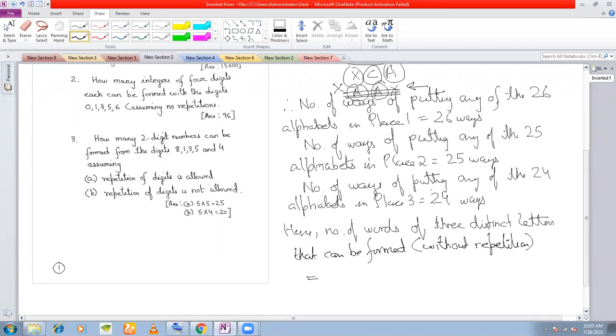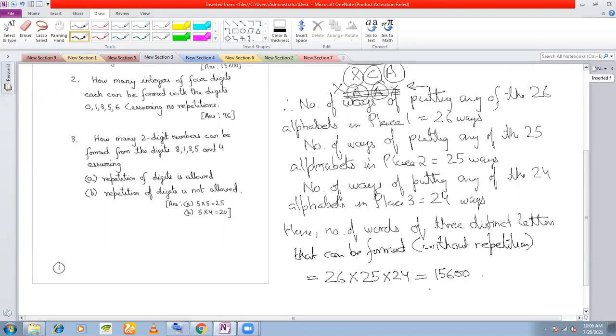is equal to, first you are putting in 26 ways. Next you are putting in 25 ways. Next you are putting in 24 ways. From the fundamental principle of counting, you should put a multiplication sign because there is an and in between. First place and second place and third place. So this will give you 15,600.